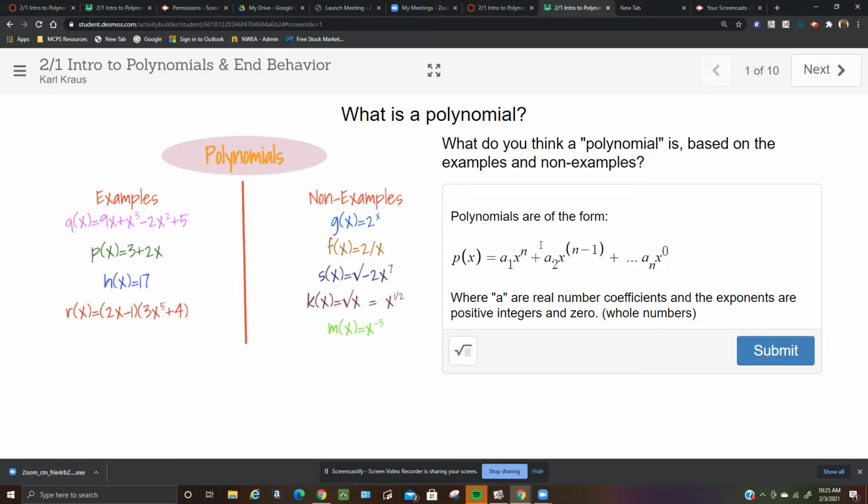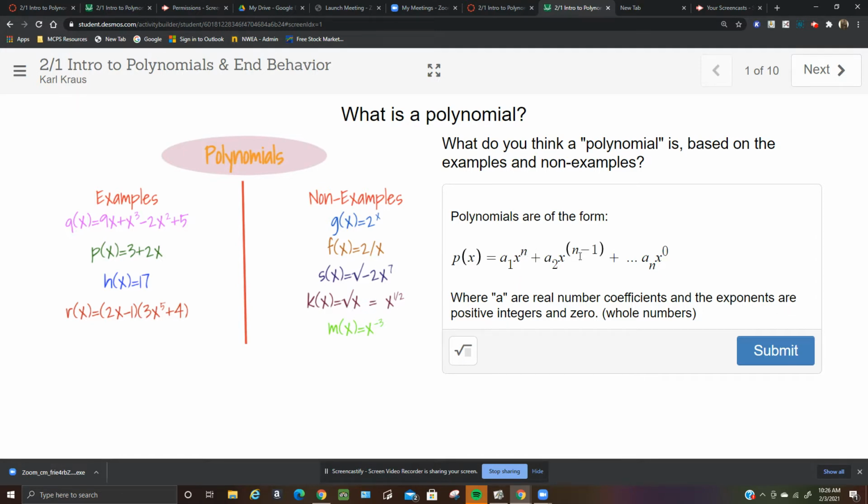Examples and non-examples. Polynomials are in the form p of x equals a1 times x to the n plus a2 times x to the n minus 1 plus ... some coefficient times x to the 0. So in standard form, a polynomial is put from the highest degree of x down to the lowest degree. If it's x to the 0, then there'll be a constant term here. All these a values are real number coefficients, and the exponents are positive integers.